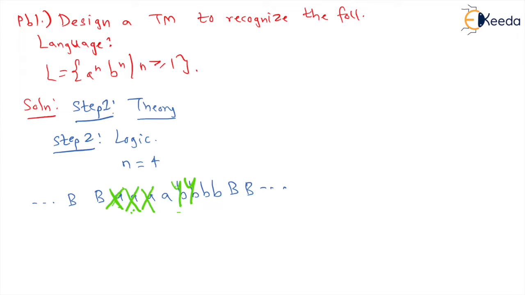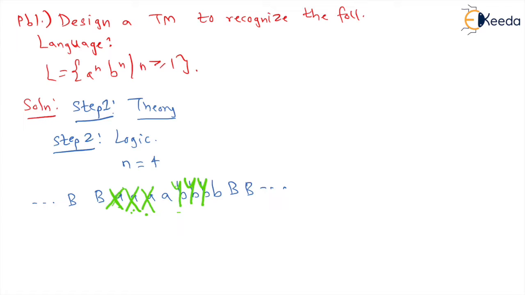Keep that A and modify it to X. Move to the right. Bypass everything till you get the first small b. The moment you get it, make it as y and move to the left. Bypass everything till you get the first capital X. Keep capital X as it is and move to the right.